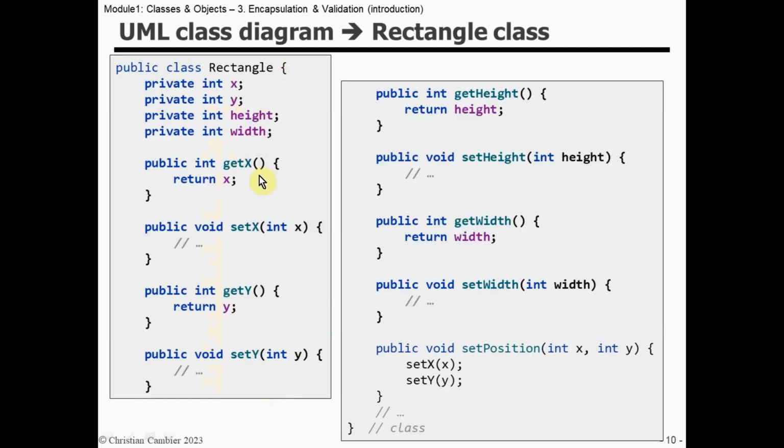So here I display the implementation in Java. All properties are set to private, plus the getters and the setters. That is what I'll demonstrate in the hands-on video. Get and set for y, get and set for height, get and set for width. And setPosition allows the client to pass x and y directly. And here are the three dots for the remaining methods.